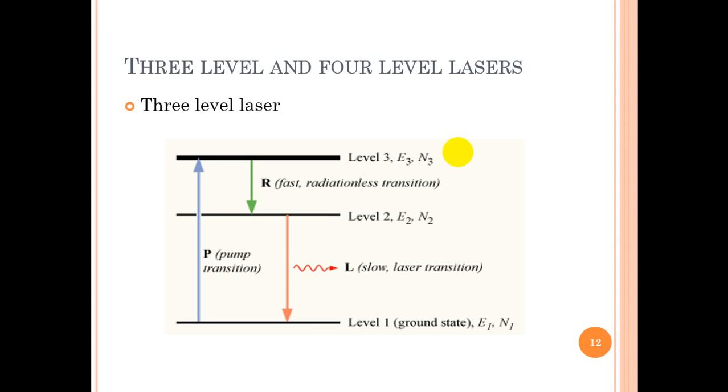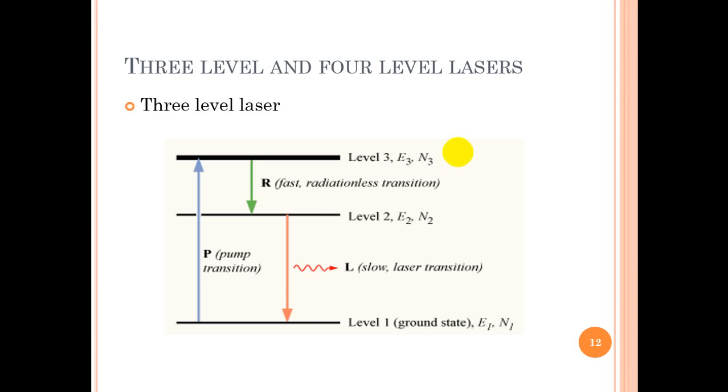Now the atoms are pumped from the ground state E1 to the higher state E3 with the help of a pumping source. Here E3 is called the pumping state. The lifetime of atoms is least in the energy level E3, which means that E3 is an unstable state. And here the atoms stay for 10 to the power minus 9 to 10 to the power minus 8 seconds. Then the atoms make a transition from E3 to E2. The energy level E2 is the metastable state, having a lifetime of about 10 to the power minus 5 to 10 to the power minus 3 seconds.